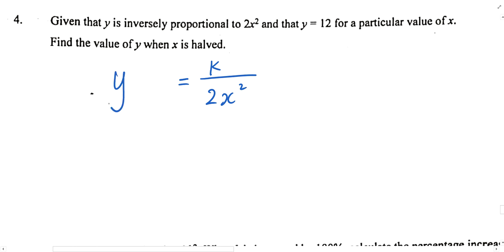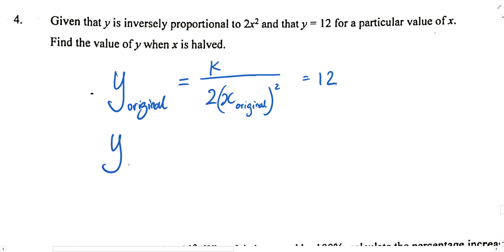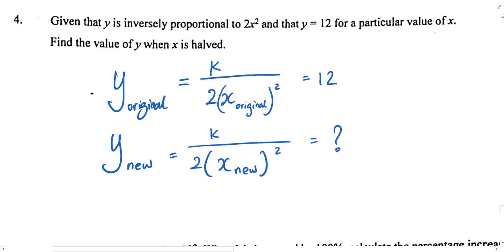Okay, so y original equals k over 2 x original, and I square this x, right? Agree this step so far? Okay, and this is supposed to be 12. The value of x is now halved. So y new equals k over 2 x new, and then I square it. Agree this step so far?